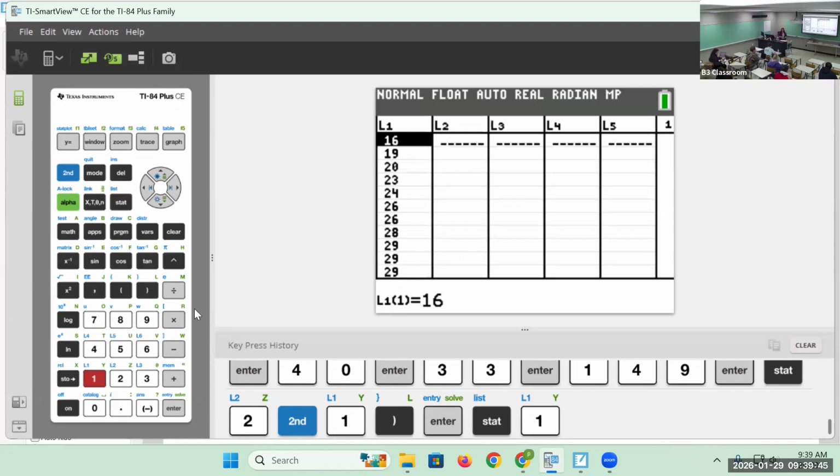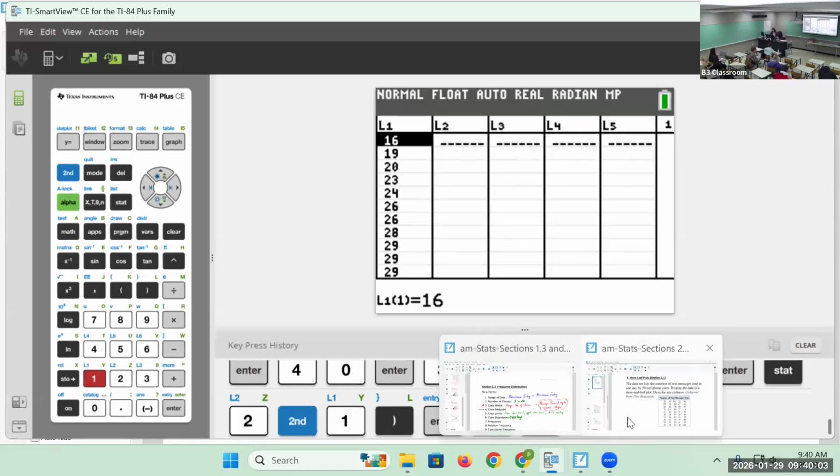Again, you could do this by hand, but think about it. You're going to have to order 50 entries, and sometimes you may miss one, and you may have to rewrite it and erase it. So I'd rather do it on the calculator when there are so many. It pays off.